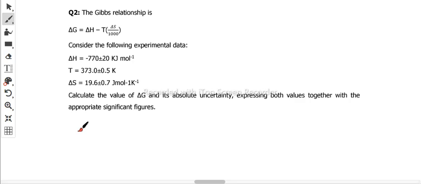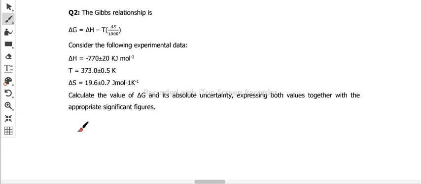So we are doing calculation. No matter what these values are expressed for us, it's not important now to know exactly what they are. We have the value of delta H, which is the enthalpy. T stands for the temperature. Delta S is something called the entropy. The question is asking to calculate the value of delta Gibbs and its absolute uncertainty, expressing both values together with the appropriate significant figures.